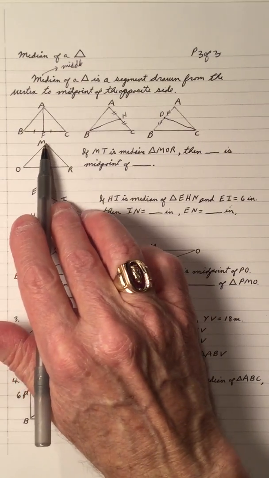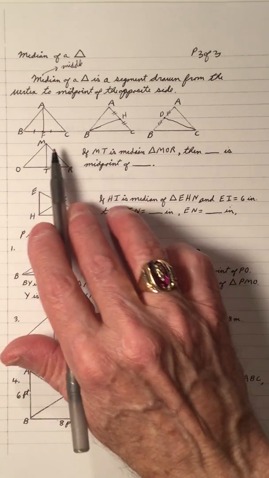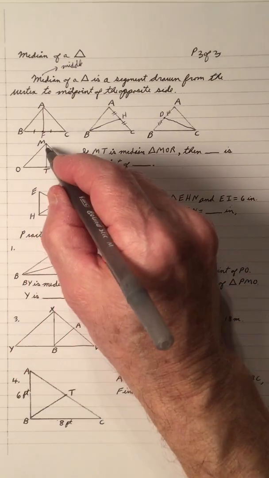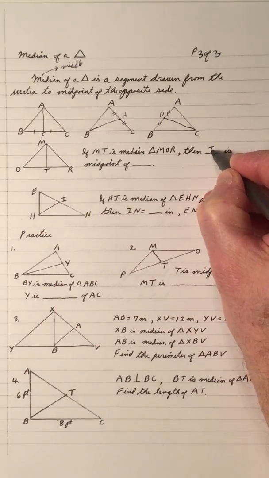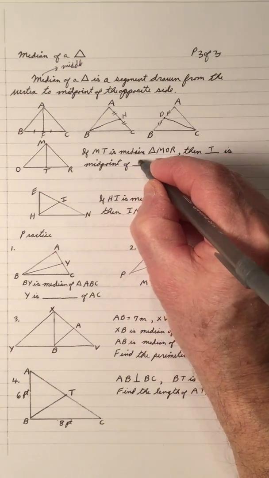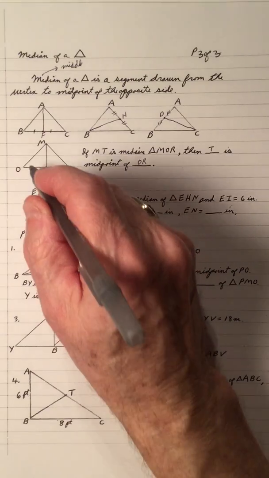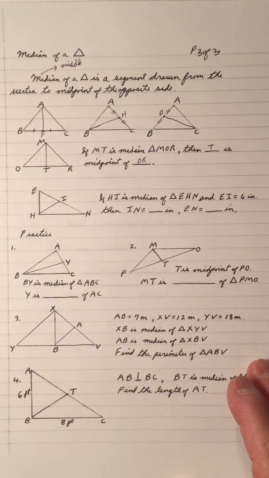In the diagram here, I've got MOR and I've got MT. It says if MT is a median of MOR, then T is the midpoint of OR. Because I said it was a median, then T is the midpoint, and it's on the opposite side, OR.